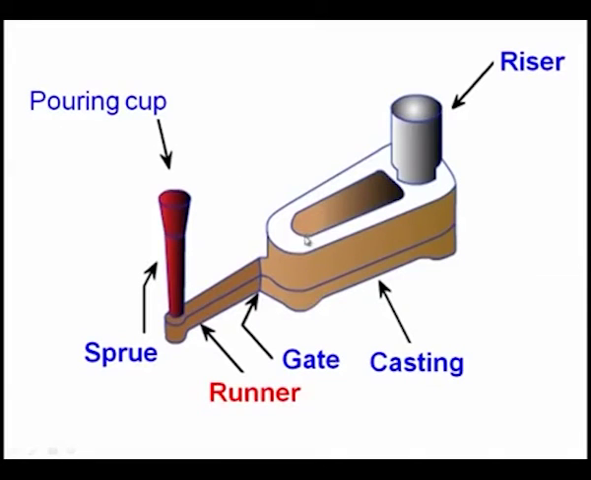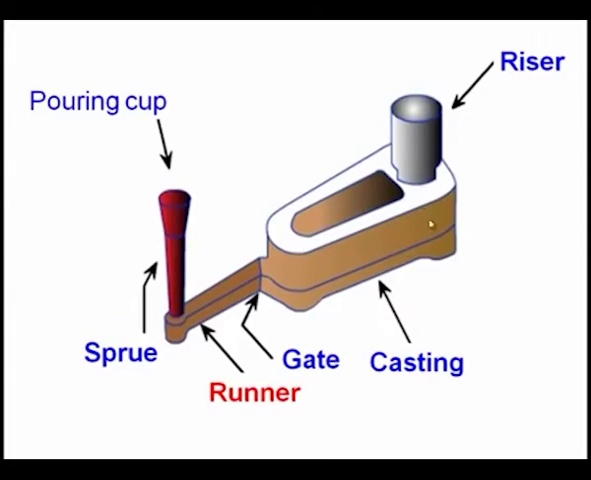And here you can see this is a casting, and this is the pouring cup, and this is the sprue, and this is the well, and this is the casting. This is the casting and this is the riser. This whole thing is inside the compacted sand medium. Now, this horizontal passage which connects the sprue and the mould cavity is known as the runner.